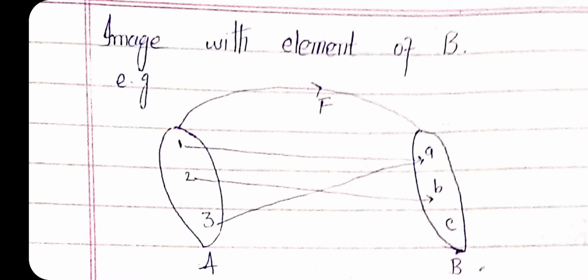We have a set A and a set B. If every element of A... two things are important. The first one is every element of A, which means all elements of A are used. And the second one is that each has a unique image in B.